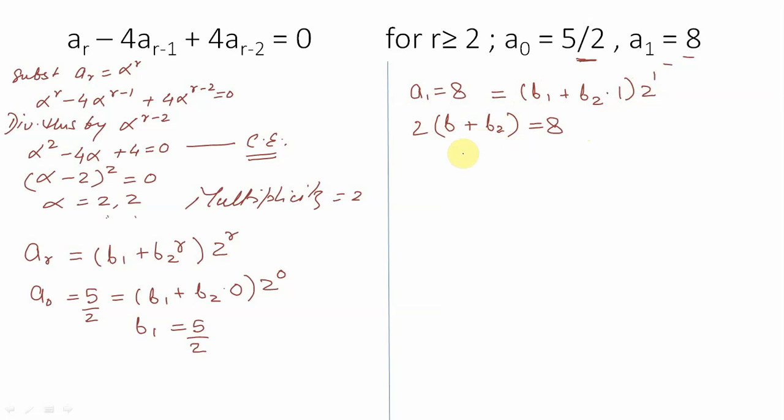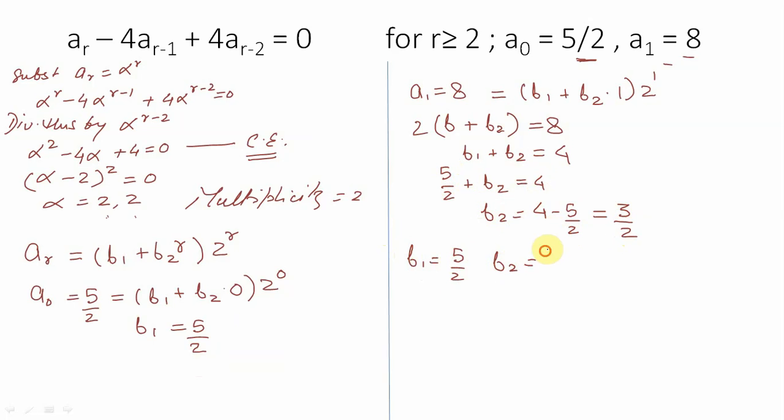Or I can write it as B1 plus B2 is equal to 4. Now B1 value I have already calculated as 5 by 2. So I can write 5 by 2 plus B2 is equal to 4. So B2 is equal to 4 minus 5 by 2. So I get it as (8 minus 5) by 2, which is 3 by 2. So I now have B1 is equal to 5 by 2 and B2 as 3 by 2.